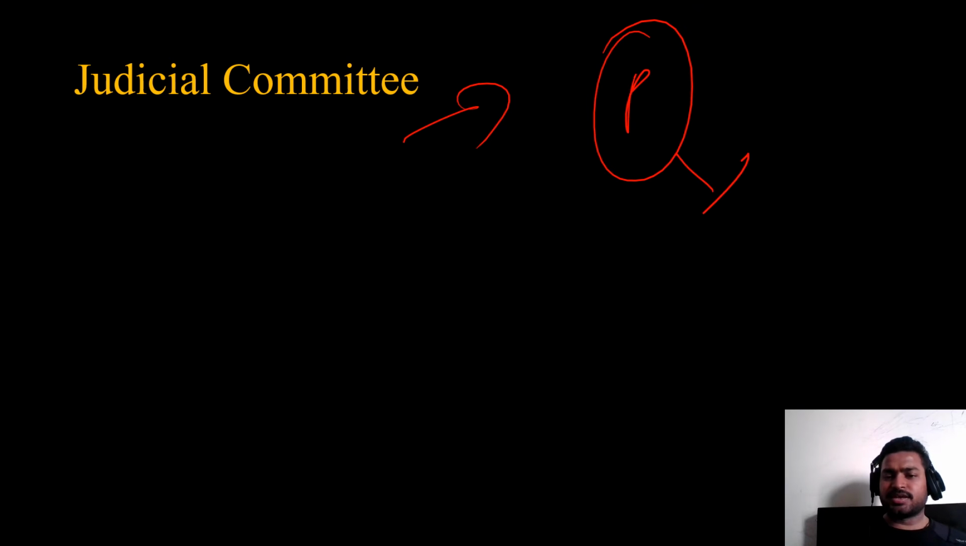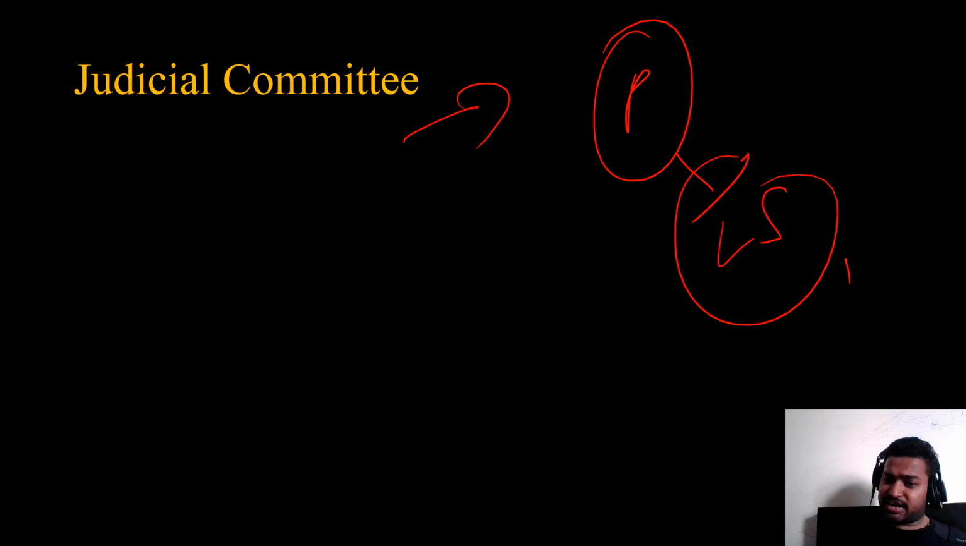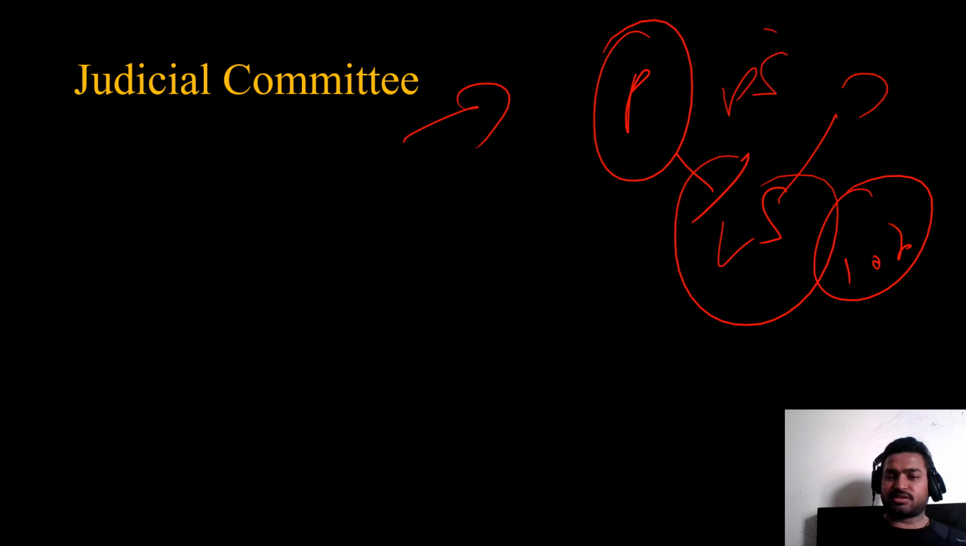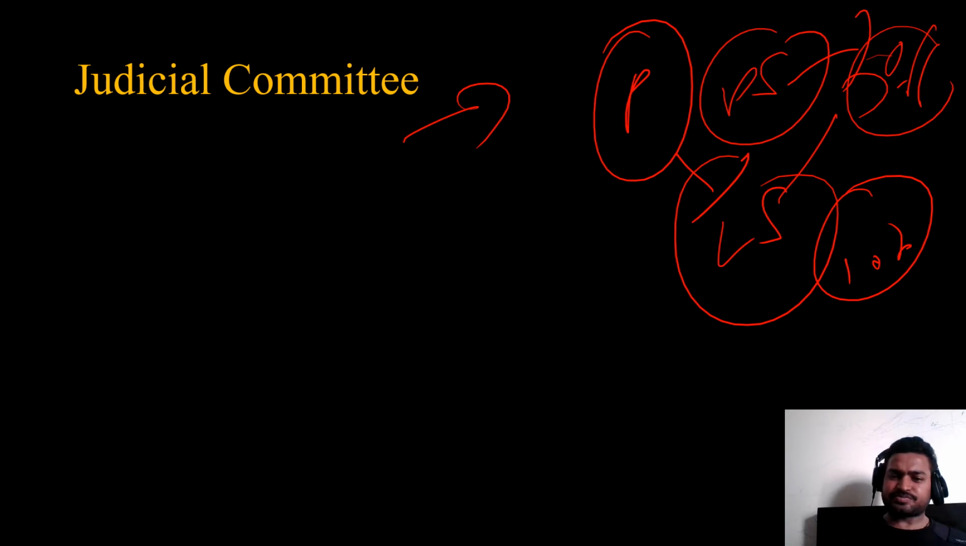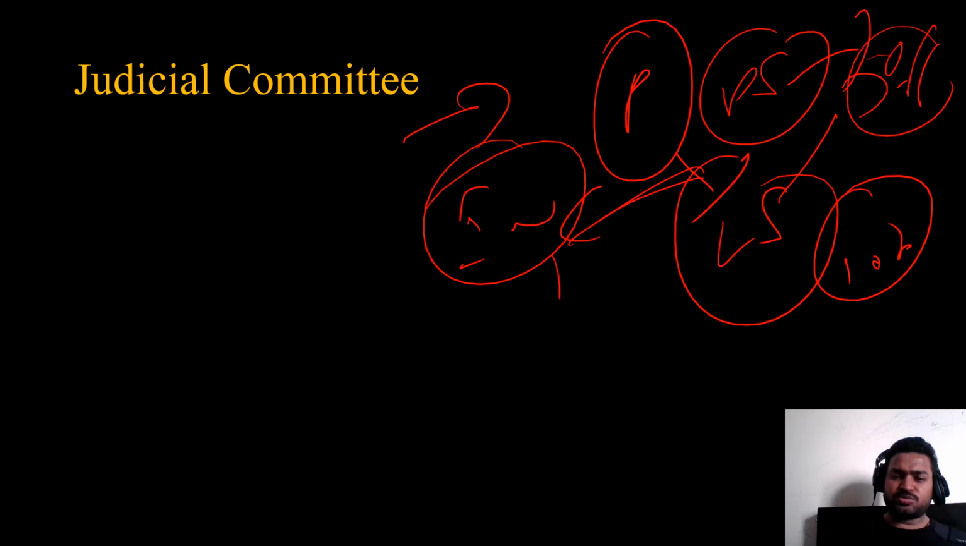After that, there will be a committee set up by the presiding officer. Per se, a resolution is initiated in the Lok Sabha, 100 members supported it, and most importantly, the presiding officer accepted that motion, and he will set up an inquiry through a committee, and it is called a Judicial Committee.